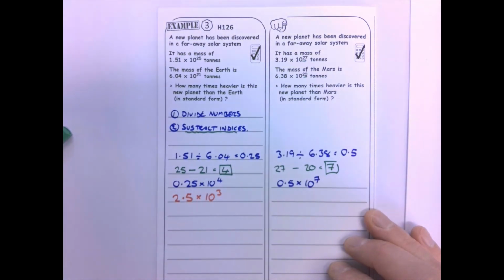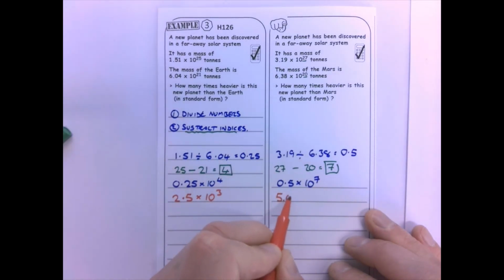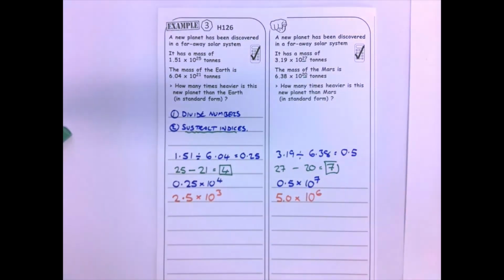But hang on, there's a problem. I'm not allowed to have 0.5 at the front, so I've got to make that number bigger. So I can make that 5.0. But if I've made this number bigger, I have to make the index smaller. Okay, so it just becomes 5 times 10 to the 6. And we're done.